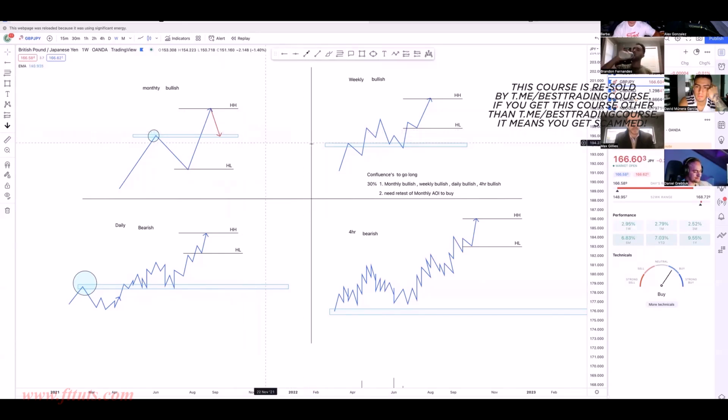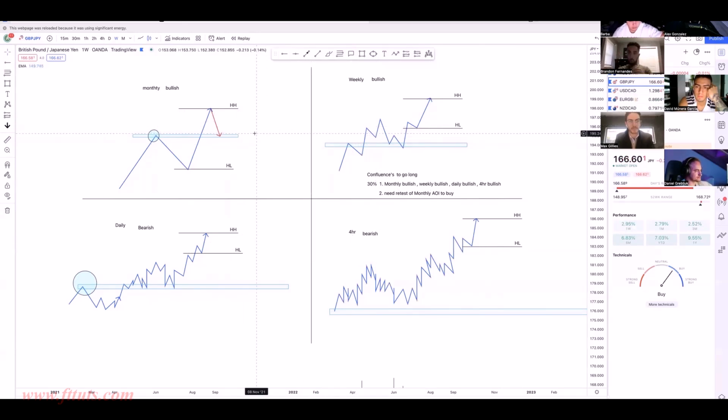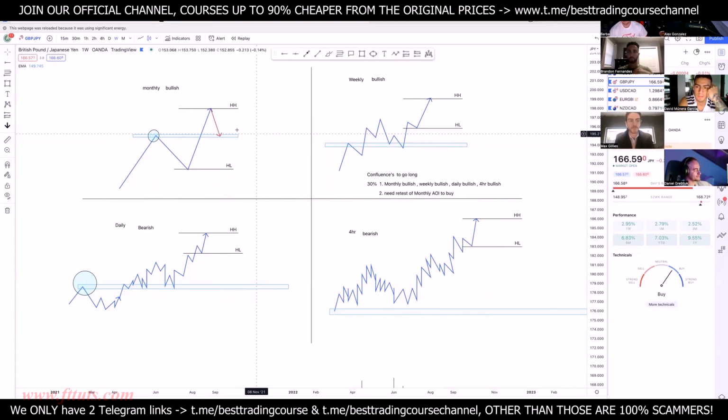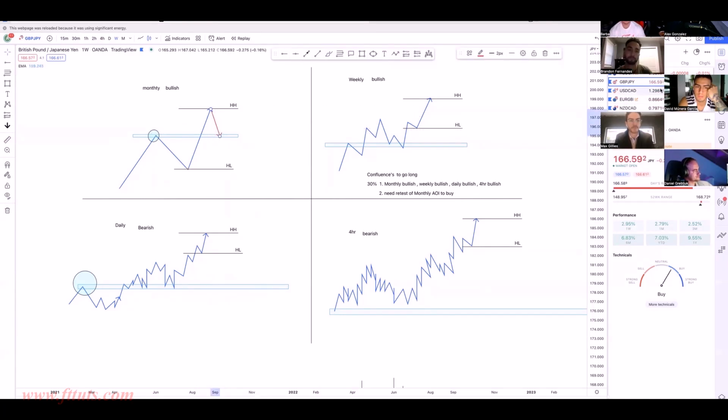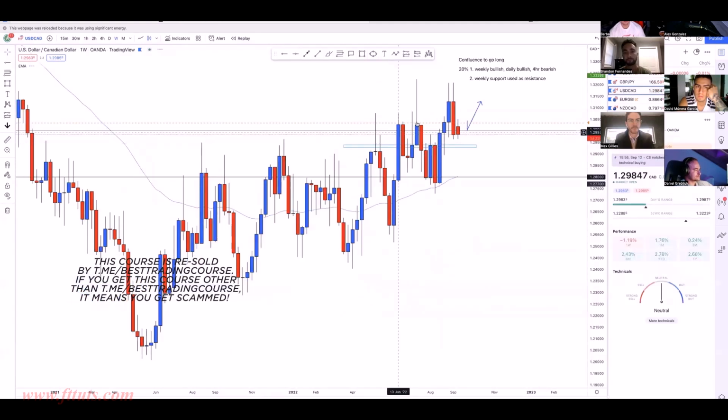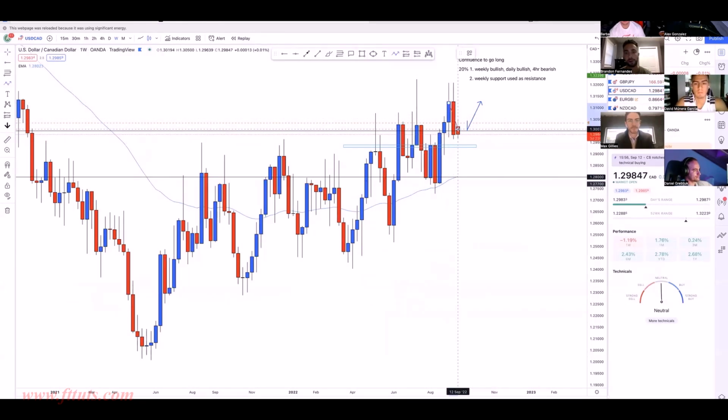But it goes the same thing for the weekly or daily, but it's gonna get very clear shortly, right? So in order for us to go long, we need this pullback, right? So I'm gonna go back to USD CAD so you guys get an understanding. As you guys can tell, this is the pullback we are expecting to the level of resistance to be used as support to potentially go up.